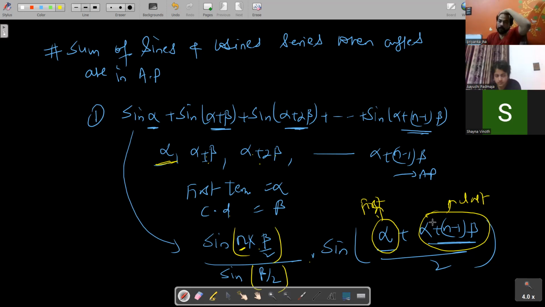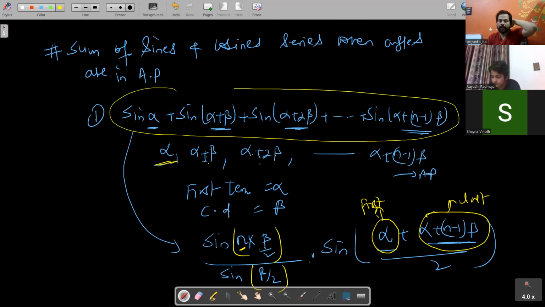So this formula is for finding the solution of this? Yes. The sum of this entire thing is this. That is how we find it. And you have to remember this. This is very useful.